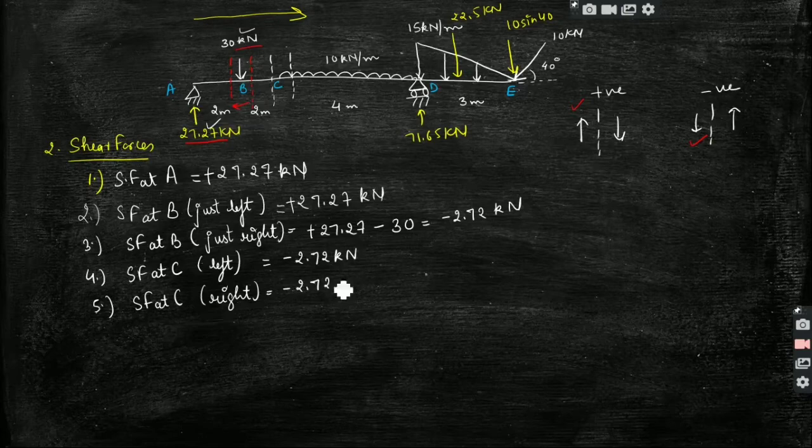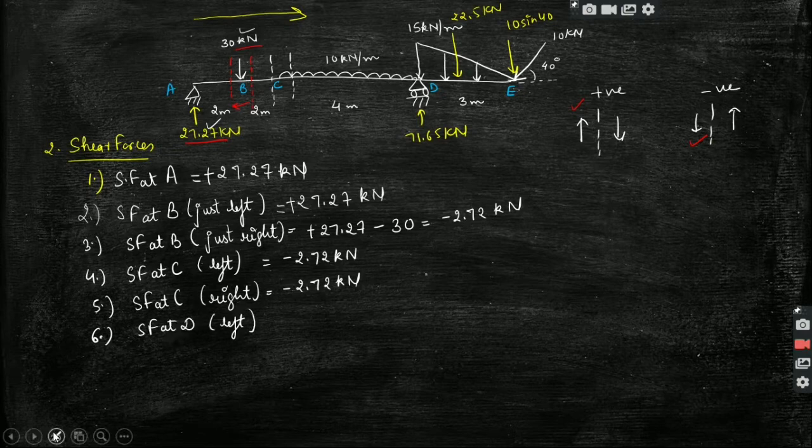I'm writing these again and again just to make it a habit, so that you always consider sections on both sides. But actually when we have the same values, you don't need to write again and again. You can just write once that this will be the same, right? But for more clarity, I'm writing it like this. Then I will take the section at D on the left hand side, right? So now I'm taking the section just left.